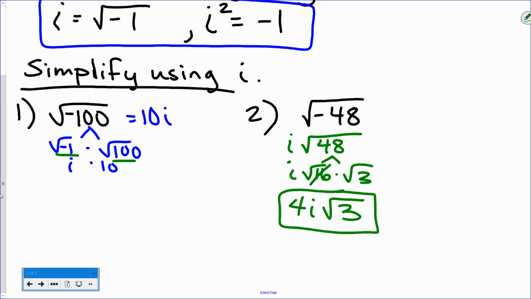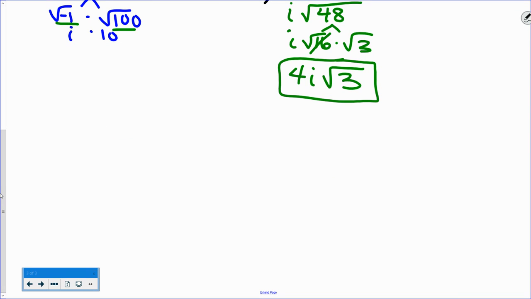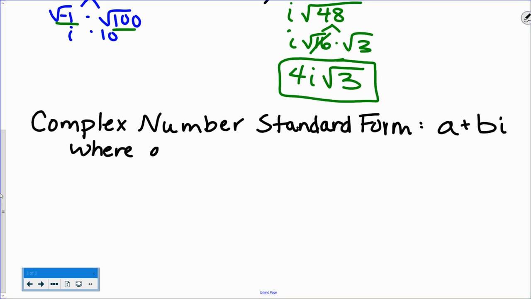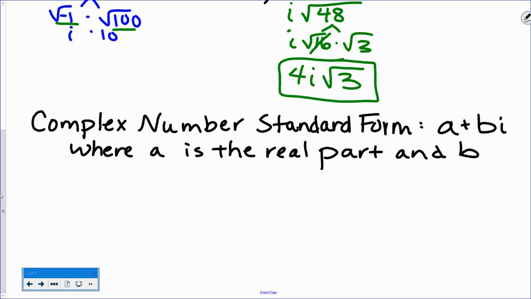Some other things that we might have to do: there is a standard form for imaginary numbers, or complex numbers. Your complex number standard form would be in the form a + bi, where a is the real part and b is the imaginary part.